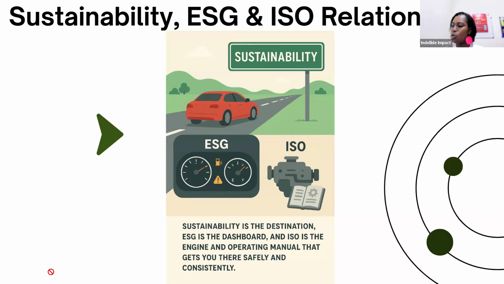So in a nutshell, we could say that sustainability is the why: organizations want to be better or take care of the environment, take care of the people and the planet. ESG can be described as giving us the what. So what are we measuring and what indices are we looking at to get there? And ISO can give us the how. So it will give us the processes and the controls that we need to be able to get to our destination.